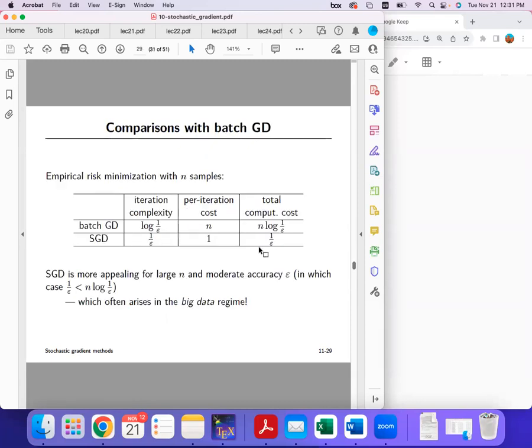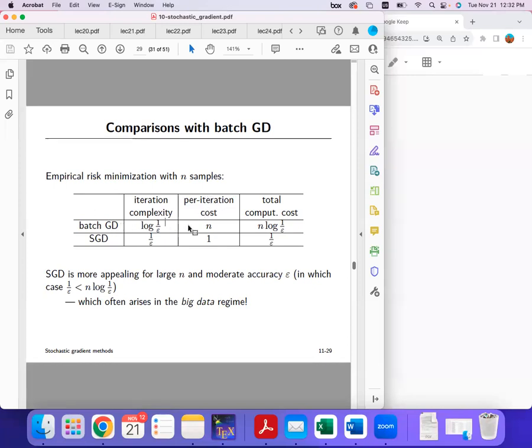And this is the comparison of the convergence rate and the complexities between gradient descent and stochastic gradient descent. We mentioned last time, gradient descent for minimizing strongly convex functions converges linearly, a very fast geometric convergence rate. So the iteration complexity is very small, but SGD converges sublinearly, so the iteration complexity is very high. However, the per iteration cost is a huge difference.